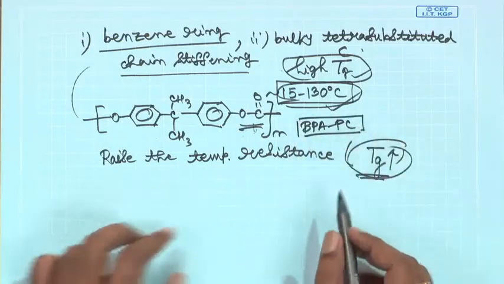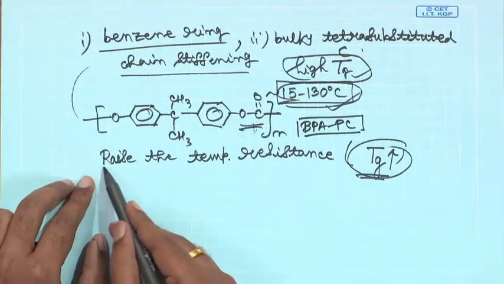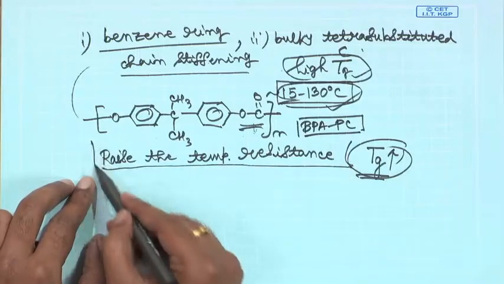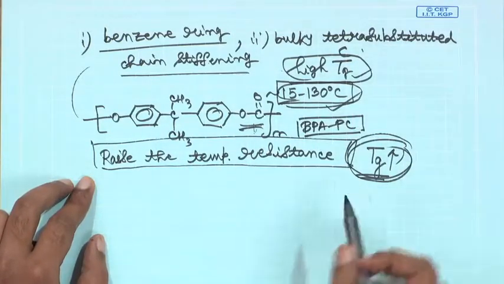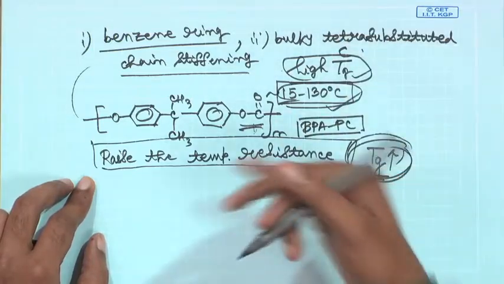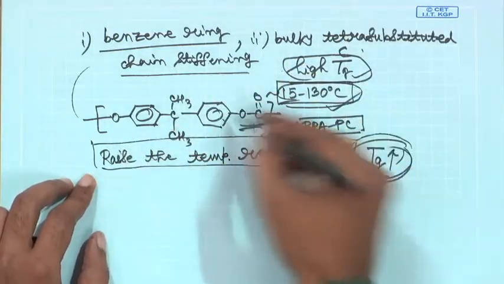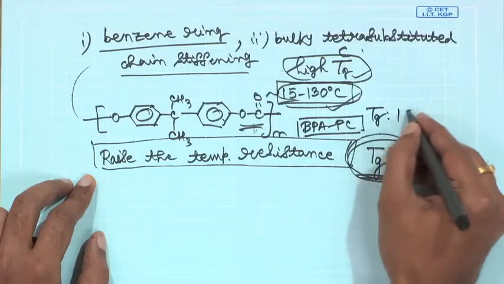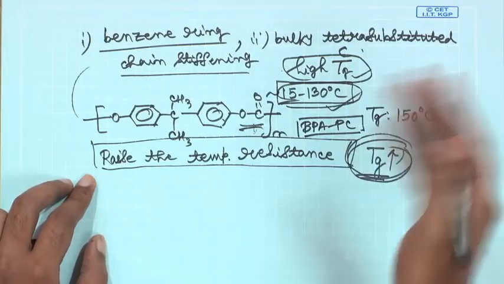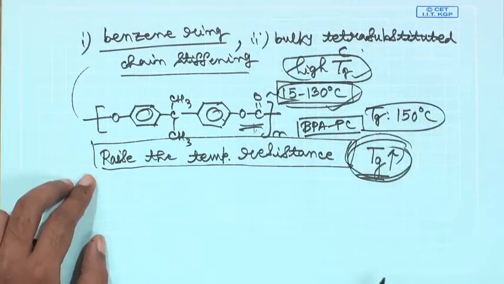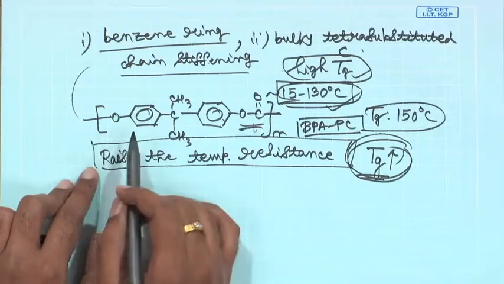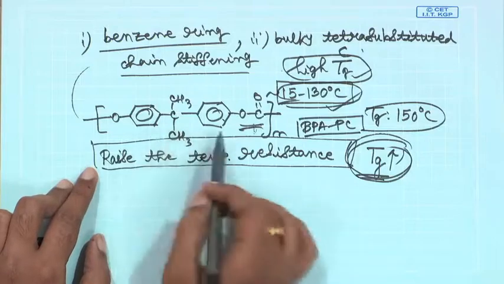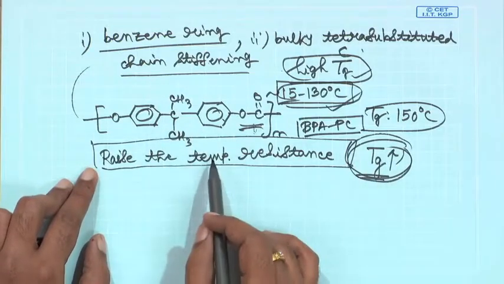improve the properties. So, the first thing that comes to mind is to simply try to raise the temperature resistance, so that the glass transition temperature will be raised, and so the properties can be preserved up to a higher temperature, because this has a glass transition temperature of 150 degrees Celsius. So, why not try to increase the glass transition temperature. So, if you look at the chemistry, how can you increase the glass transition temperature?